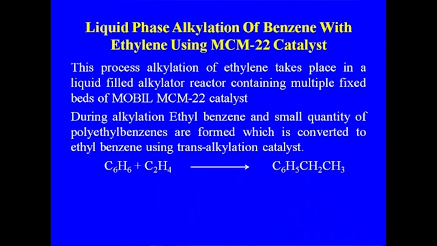Another process is the liquid phase alkylation of benzene with ethylene using MCM-22 catalyst. In this process, alkylation of ethylene takes place in a liquid filled alkylator reactor containing multiple fixed beds of Mobil MCM-22 catalyst. During the alkylation, a small quantity of polyethyl benzenes is formed, which is converted to ethyl benzene using a transalkylation catalyst. So, this is the alkylation reaction which takes place here.